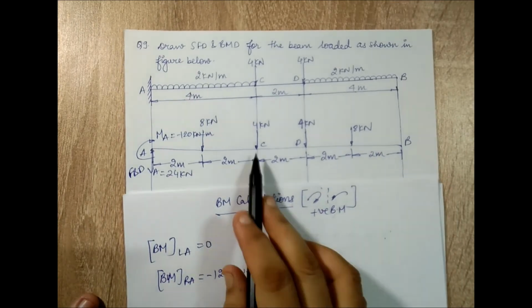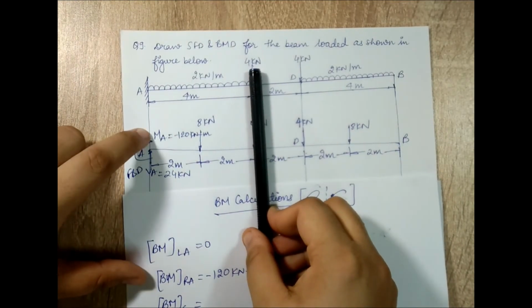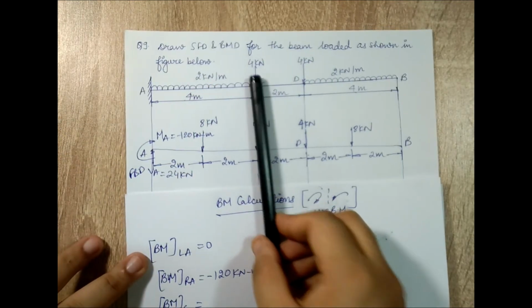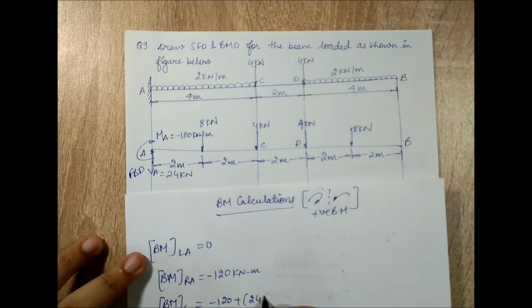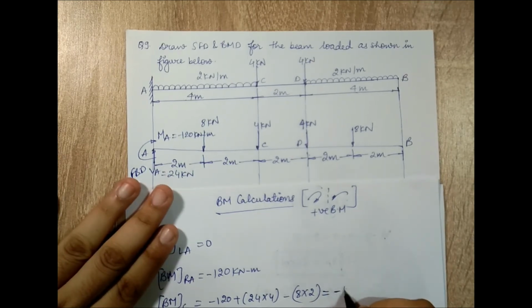Next I'll calculate at point C. So bending moment at C is minus 120, VA turning clockwise and 8 kilonewton turning anti-clockwise. So I have minus 120 plus 24 into 4 minus 8 into 2. I get the value as minus 40 kilonewton meter.